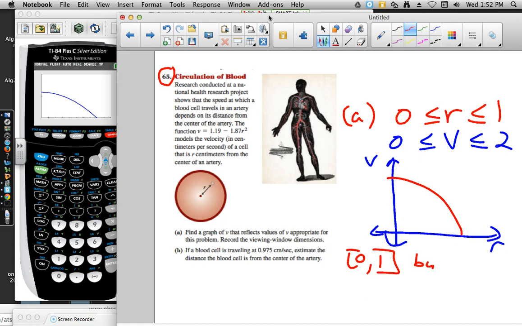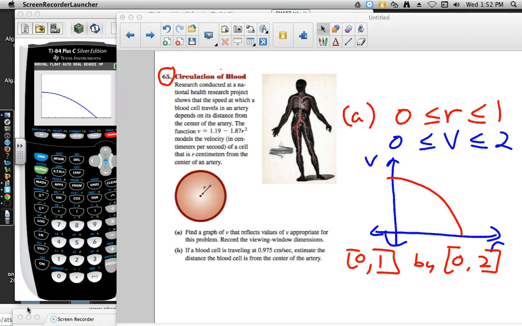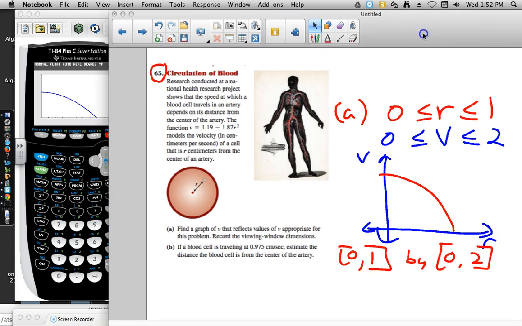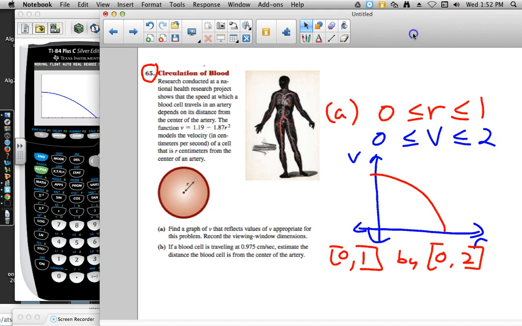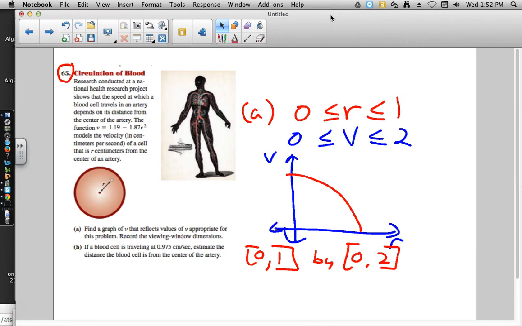And then that is by our y values, which were 0 to 2. Then B says, if a blood cell is traveling at 0.975 centimeters per second, estimate the distance the blood cell is from the center of the artery. Well, they just gave us V. So let me move this back over.